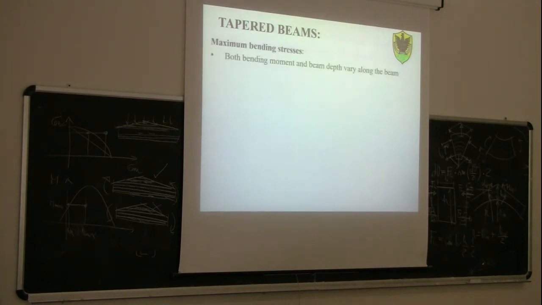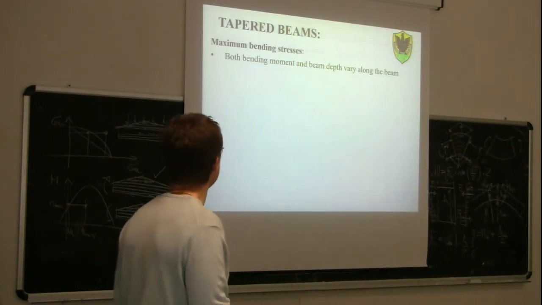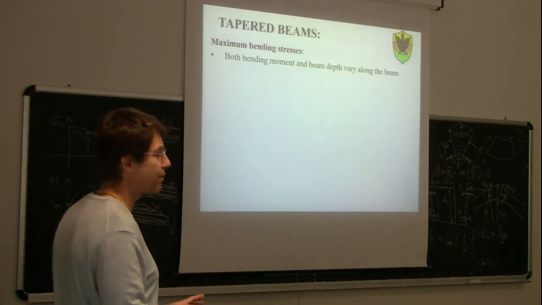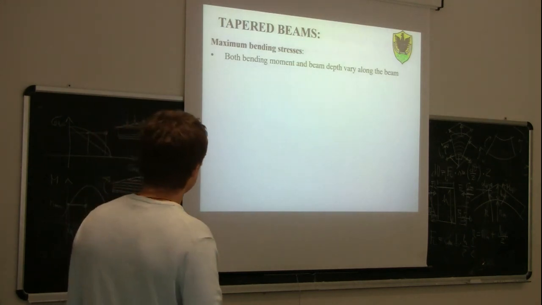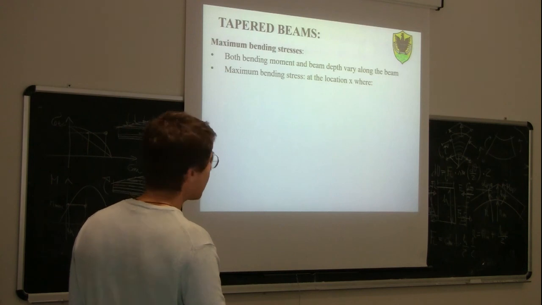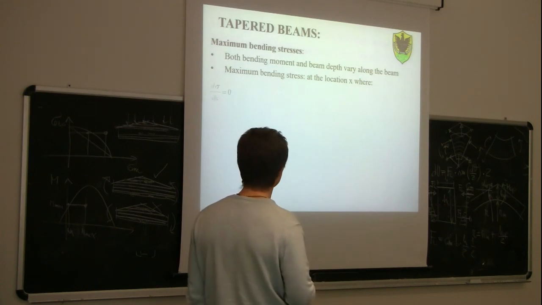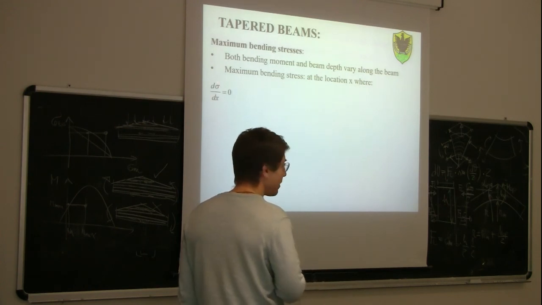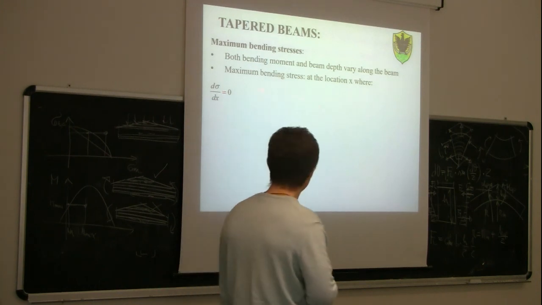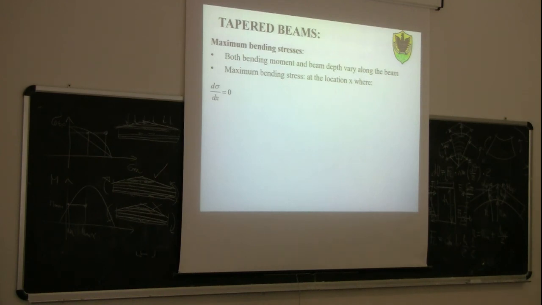So, perhaps we can close with this, because now it's a longer derivation of a formula. Where can we find the maximum bending stresses in a non-prismatic beam, a taper beam? The problem is that both bending moment and beam depth vary along the beam. So the maximum bending stress will be at the location x, where x is unknown, where the first derivative of the sigma along the length will be equal to 0.